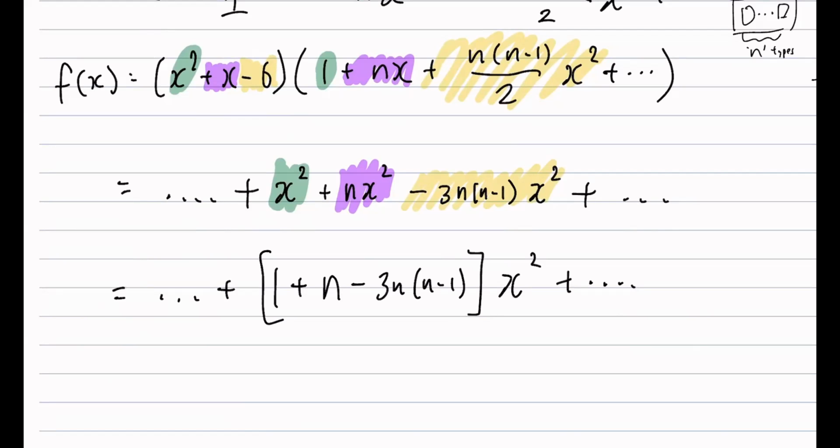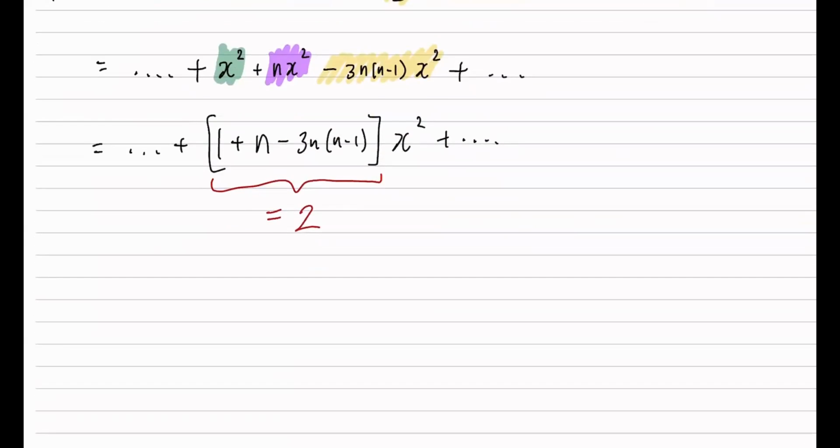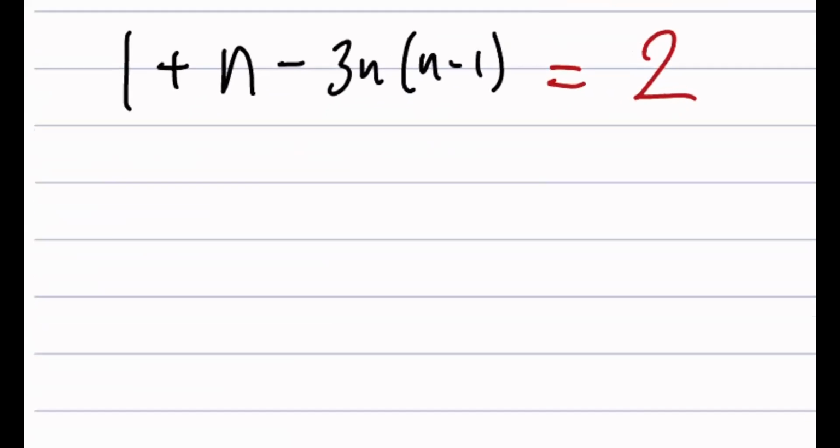Then what did they tell you about the coefficient? The coefficient of the quadratic term is equal to 2, from the question. Question 3. Right. You are comparing coefficients, like what you did in partial fractions. So it's the same thing. You just copy and paste this, equals 2. I think you know how to solve already.